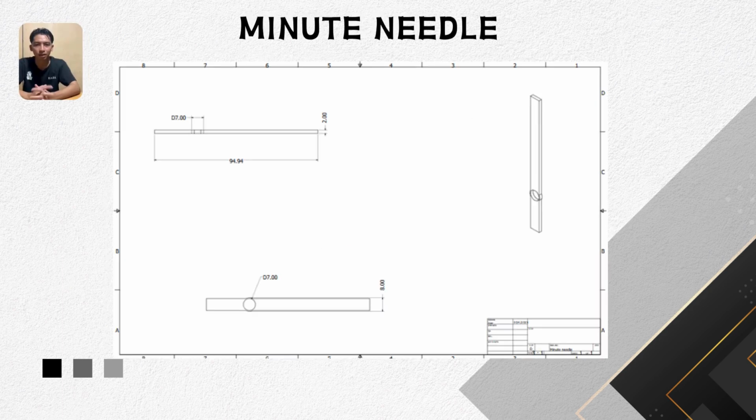Minute needle. This is the technical drawing of the minute needle, which is longer than the hour needle to represent minutes. It measures 94.94 mm in length, has a 7 mm hole diameter at the center, and maintains a thickness of 2 mm with a width of 8 mm. Like the hour needle, the isometric view helps us understand its proportion and fit within the clock.